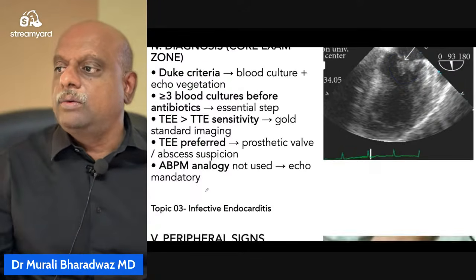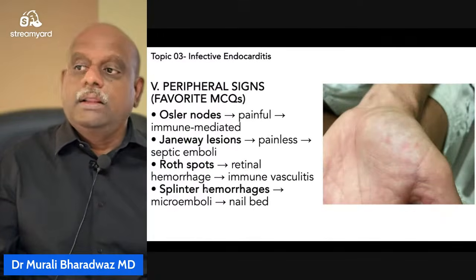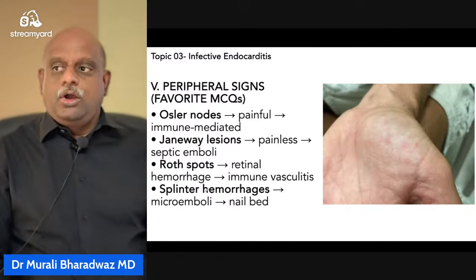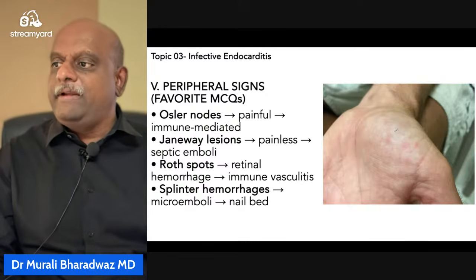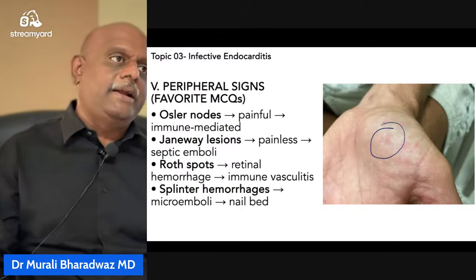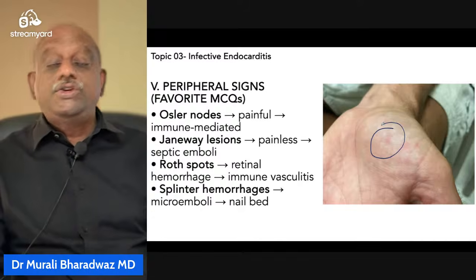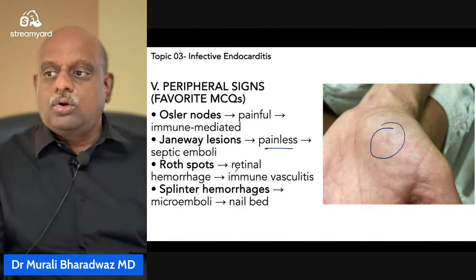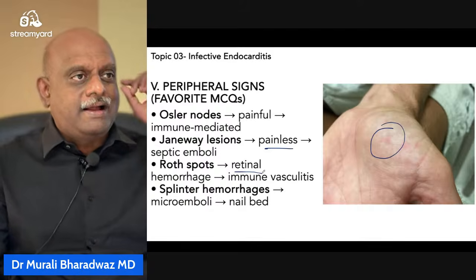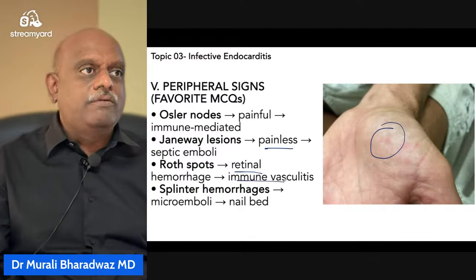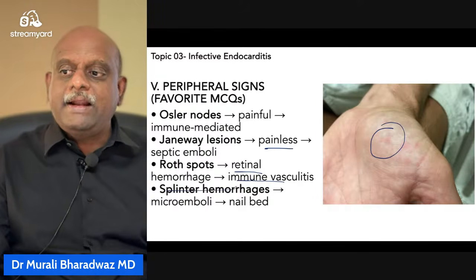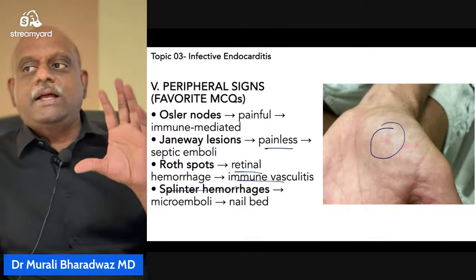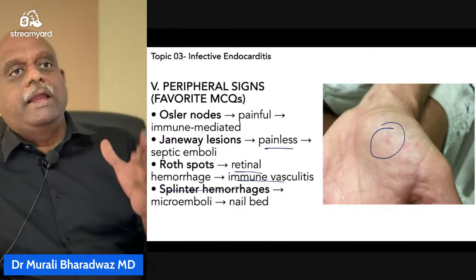Right? Now, there are some peripheral signs in infective endocarditis. Osler's nodes are the painful immune-mediated lesions. Janeway lesions are painless septic emboli. Roth spots you see in the retina because of the hemorrhage and immune vasculitis. And splinter hemorrhages are the microemboli in the nail bed. So these are the important peripheral signs of infective endocarditis.